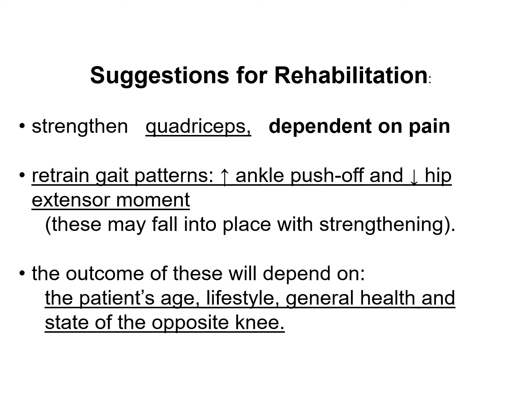These may fall into place with the strengthening of the quadriceps. But the outcomes of these always depend on the patient's age, their lifestyle, general health, and state of the opposite knee as well. So let's assume we did surgery on her right knee, her left knee was fine the whole time, but she may have placed so much work on her opposite left knee that now her left quadricep group has become dominant. So we need to strengthen our quadriceps on the opposite side so that we have an equal amount of force from both muscle groups.